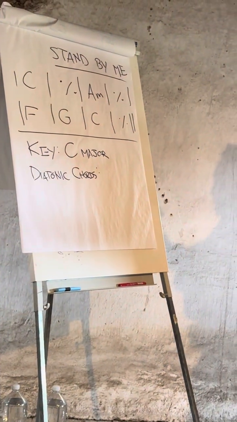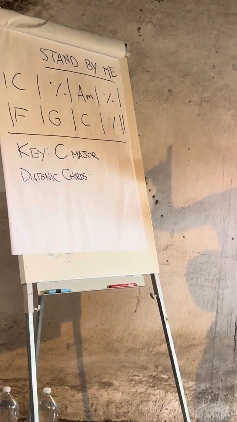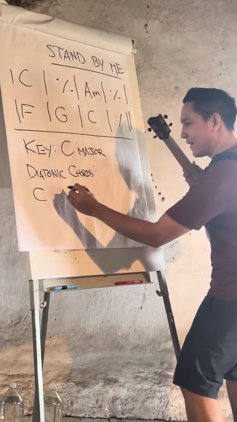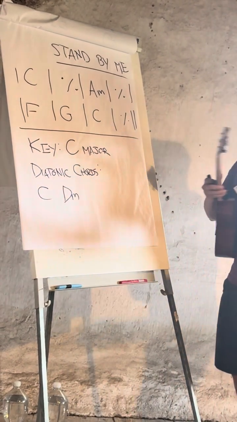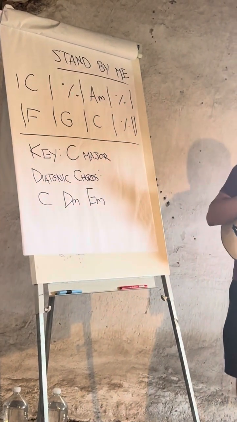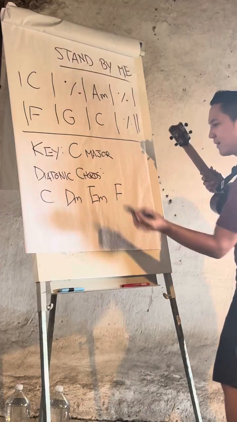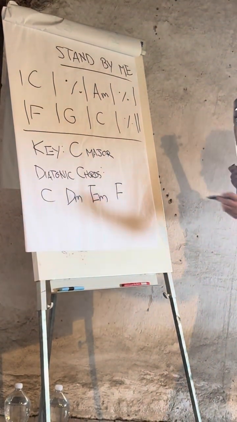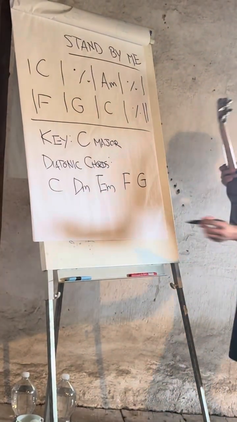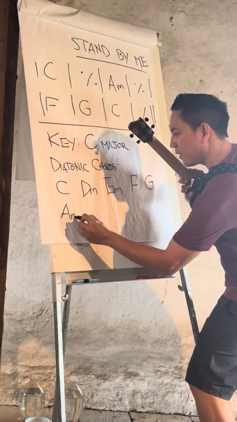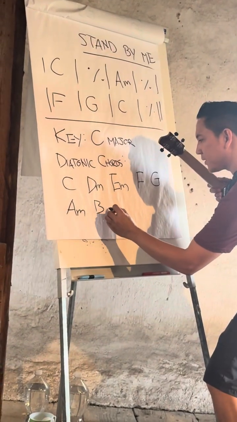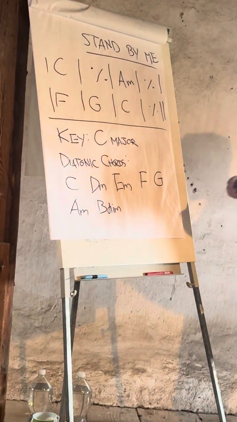So we'll start at the beginning. What's the first chord? Okay, C. What's the next one? D minor. Okay. What's the next one? E minor. Okay. You guys have done this before. Next one? F major. Next one? G. Okay. I should have spaced it out better, but okay. What's the next one? A minor. Okay, and there's one more. B diminished. And it looks like that.